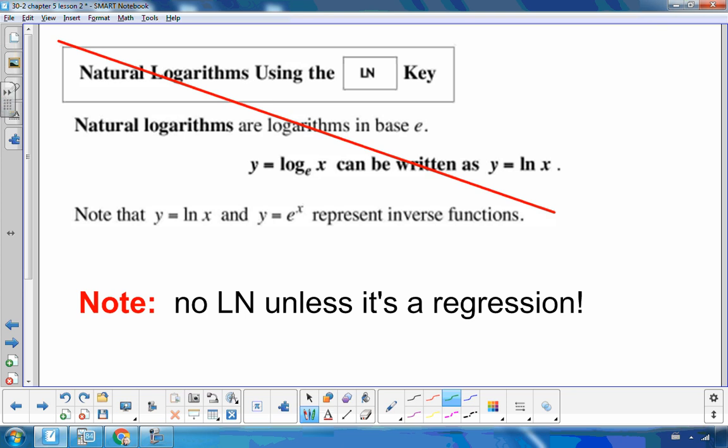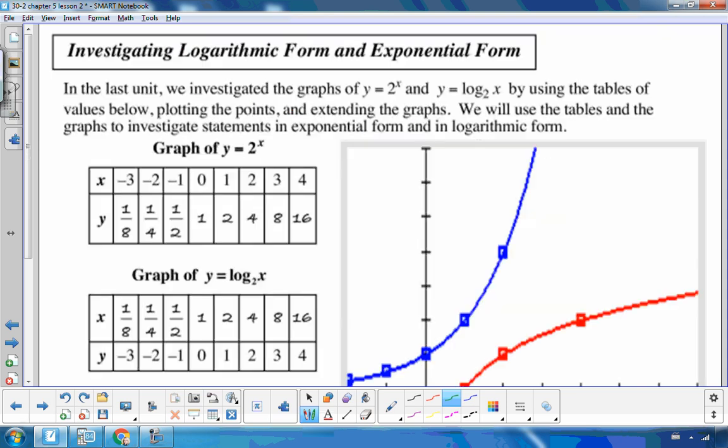The only time we ever do natural logs is when we do regression, so we don't have to worry about natural logs or a base of e. So let's look at log forms and exponential forms.